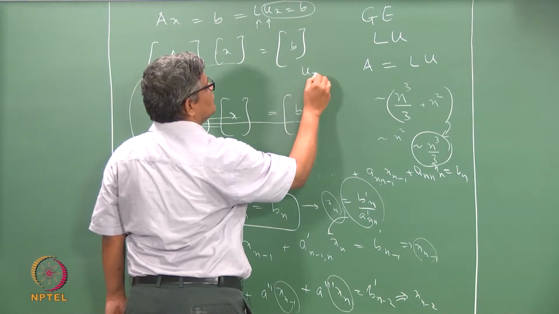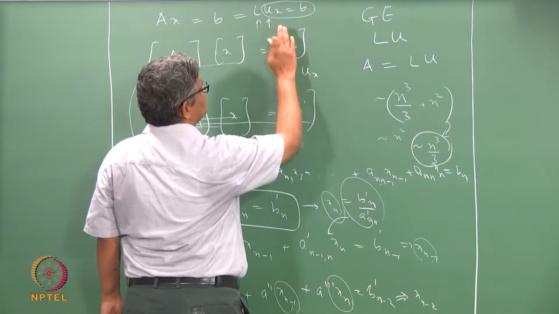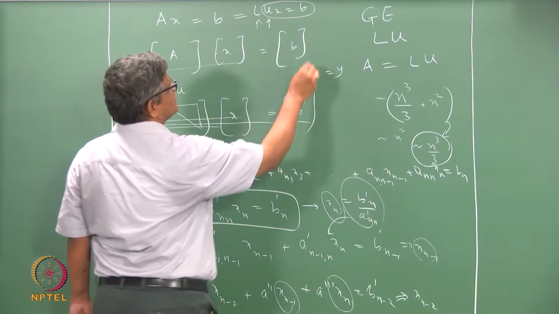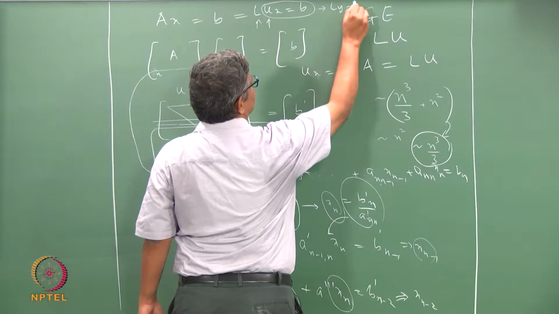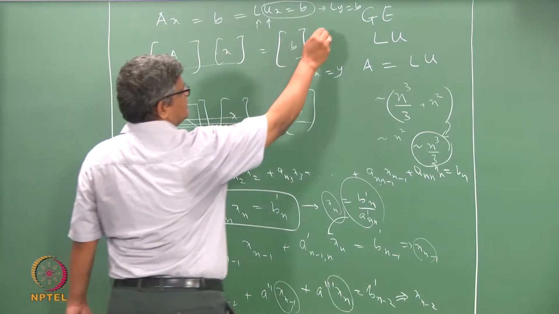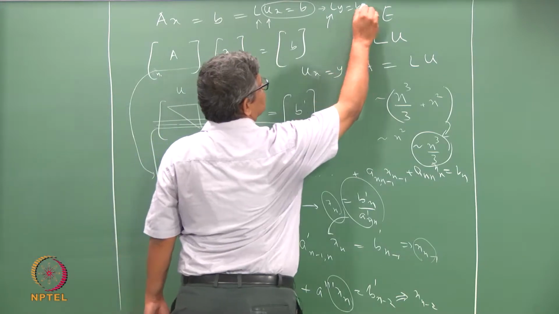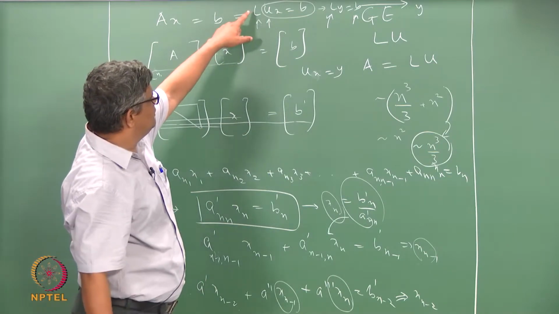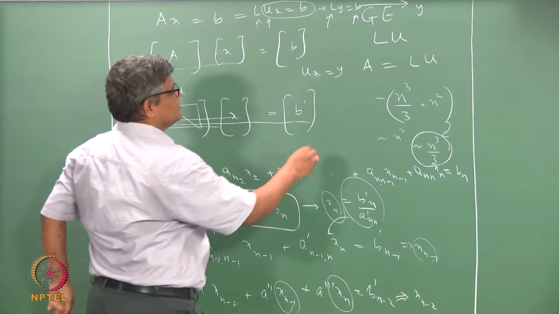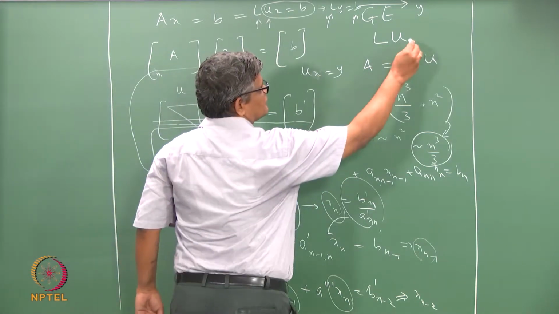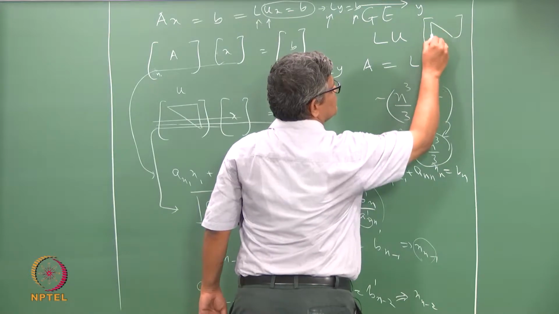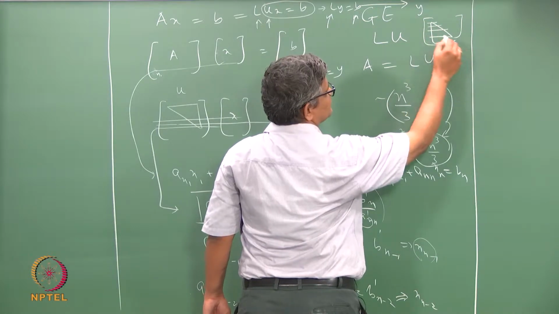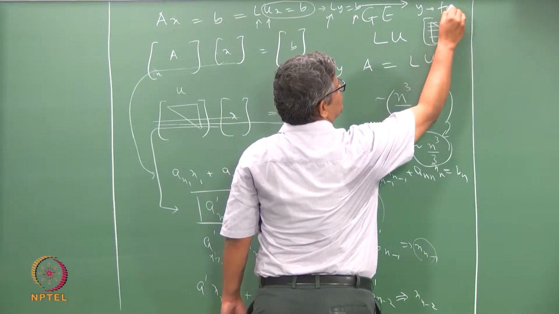So you can put Ux equal to y, so that we write this as Ly equal to b. In this, L is known and b is known, so we can get y, and this lower triangular matrix will be like this matrix here. So we get y by starting with the first equation and second equation, third equation, like this. So this we get by forward substitution.